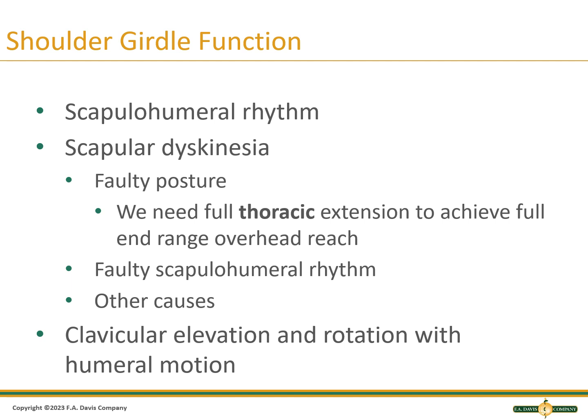We should be pretty well familiar with our scapulohumeral rhythm by now, but that's our 2-to-1 ratio where we have 2 degrees of glenohumeral movement for every 1 degree of scapular movement, and both are required for full overhead motion.